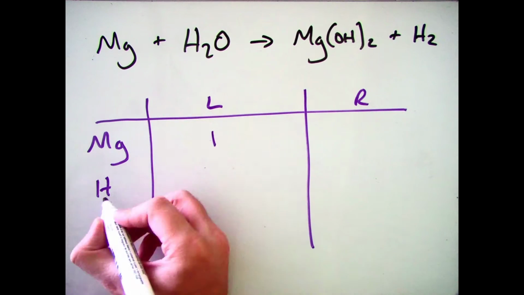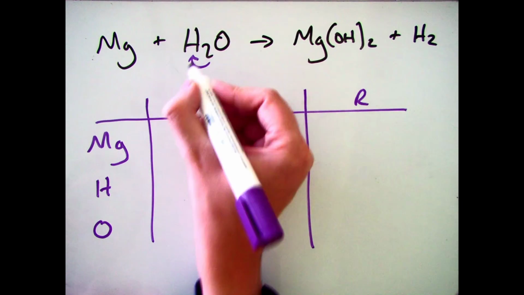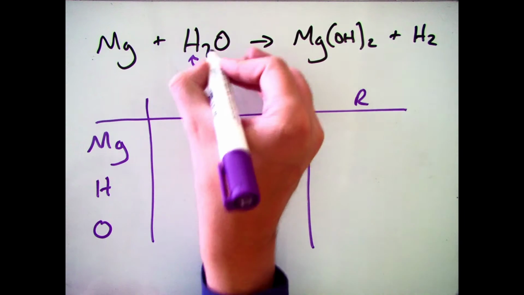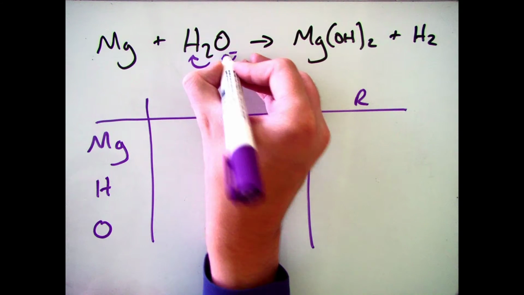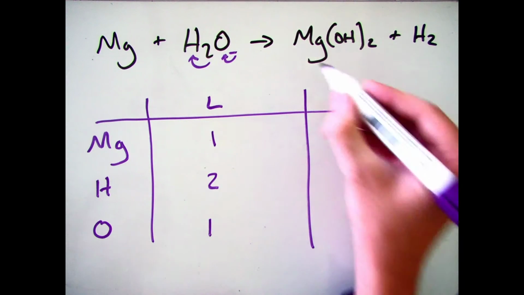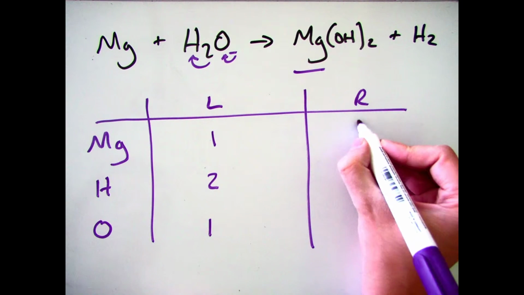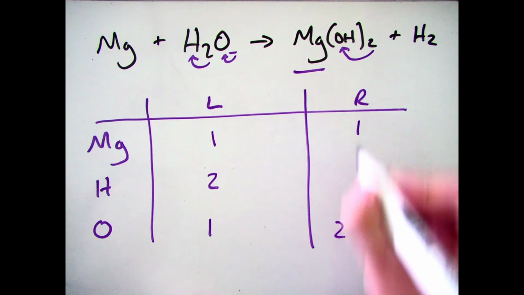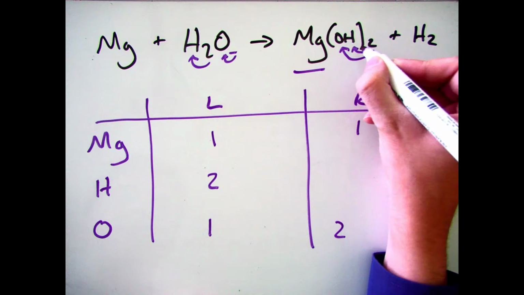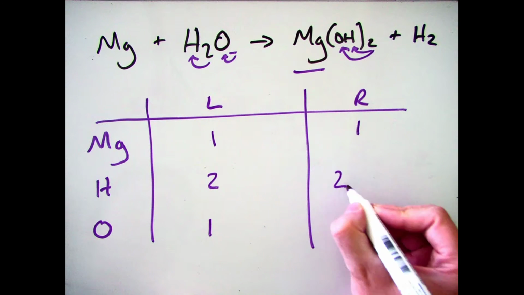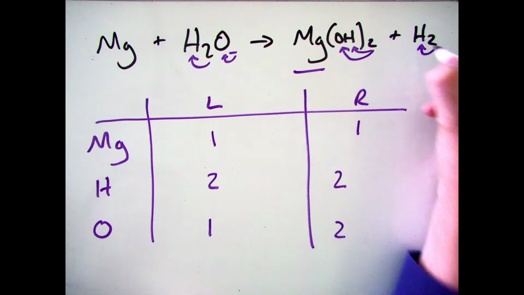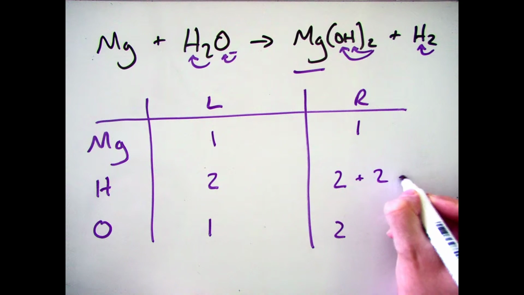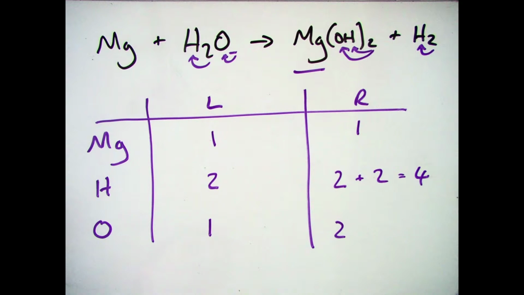I've got 1 magnesium, I've got 2 hydrogens, and I've got 1 oxygen on the left hand side. On the right I've got 1 magnesium, and as I showed you earlier I've got 2 oxygens, and then I've got 2 hydrogens inside the brackets, but I've also got another 2 from my hydrogen gas. So I've got 4 in total.